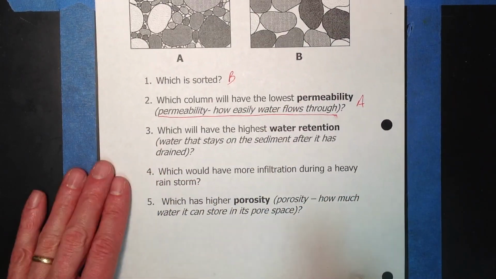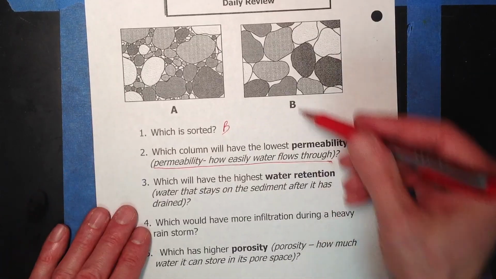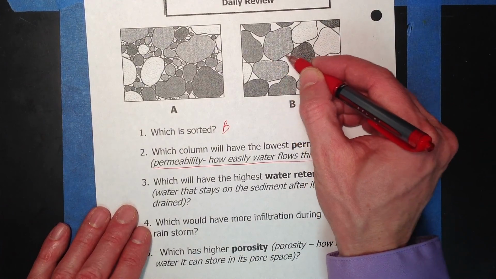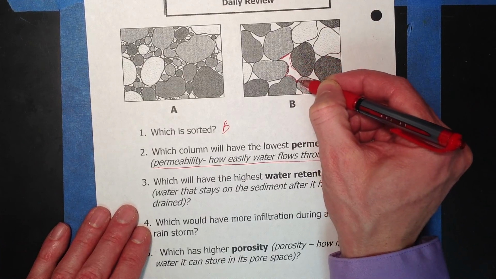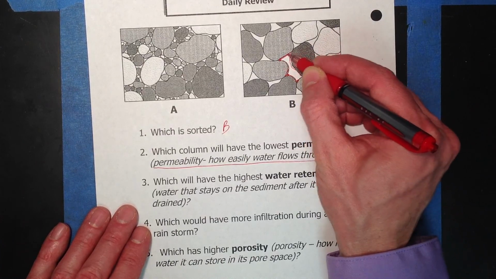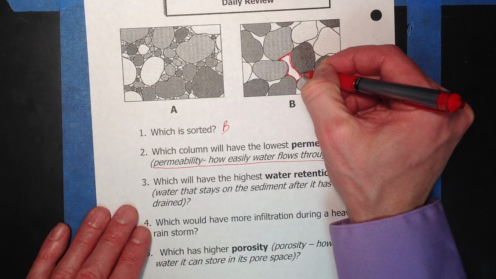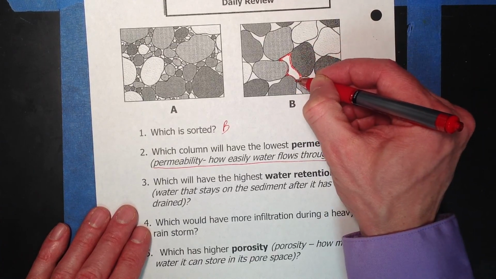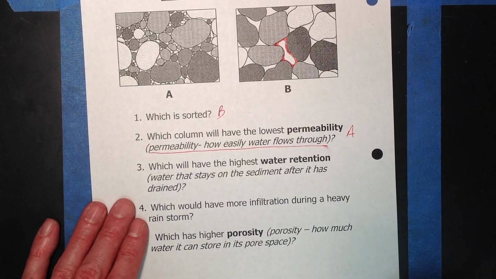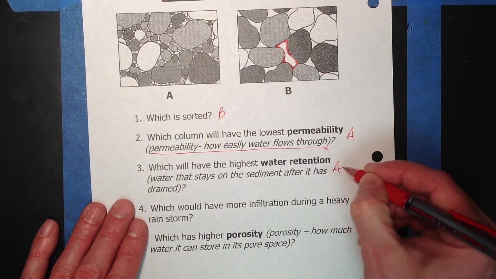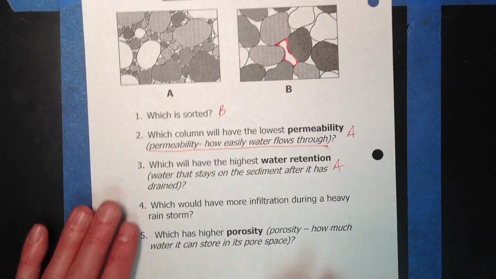Which will have the highest water retention? Water retention is water that stays on the sediment after it has drained. So some will always remain in there, and water will kind of cling to all the surfaces, like in this little area here. And you'll even have some water cling like this, and it kind of clings like this. It'll cling there, it'll cling there, right? So you can't get all the water you poured in out. Some will stay in there, kind of cling right there. That is what water would do. So the highest water retention would be A, because these spaces are much smaller, much more surface area. You'll have more water retention in A than you will in B.